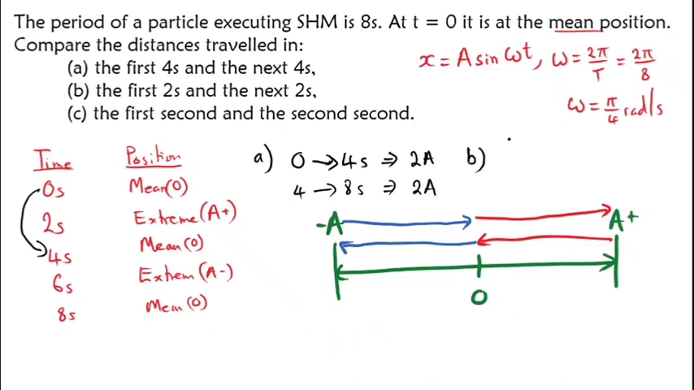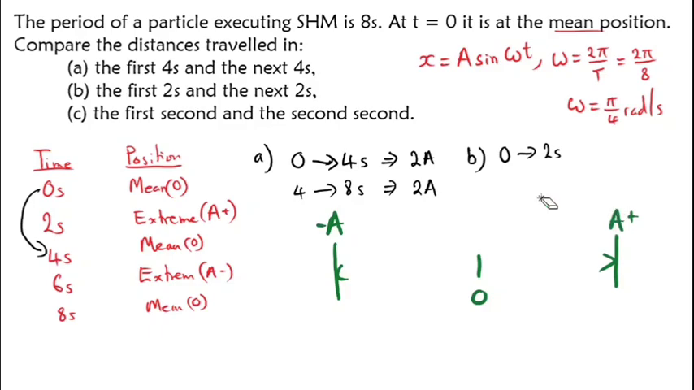How about part B? Part B says the first 2 seconds and the next 2 seconds. So that is from 0 to 2 seconds. What happens from 0 to 2 seconds? Let me show you on the diagram. Let's remove all this. In the first 2 seconds, let me put this line here, it moves from the mean to the extreme only. From the mean to the extreme, what's the distance covered? A.